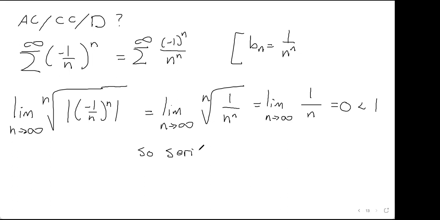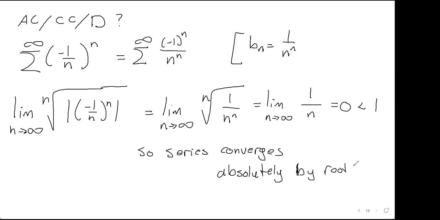So then we get that the series converges absolutely by the root test. So a lot of times the alternating series test is a way to go, but if you think you can use the ratio or root test, that can be faster if it ends up working.